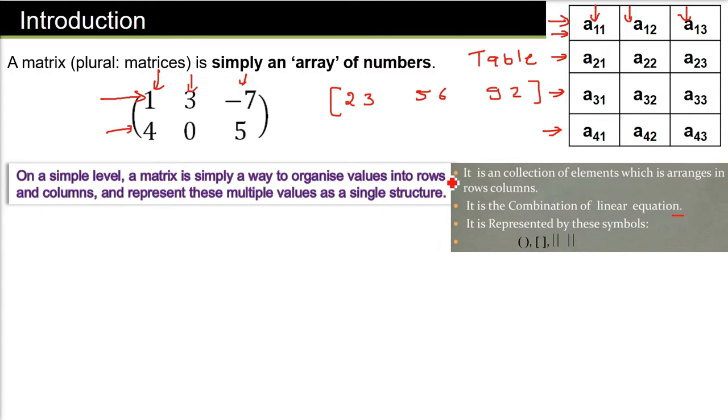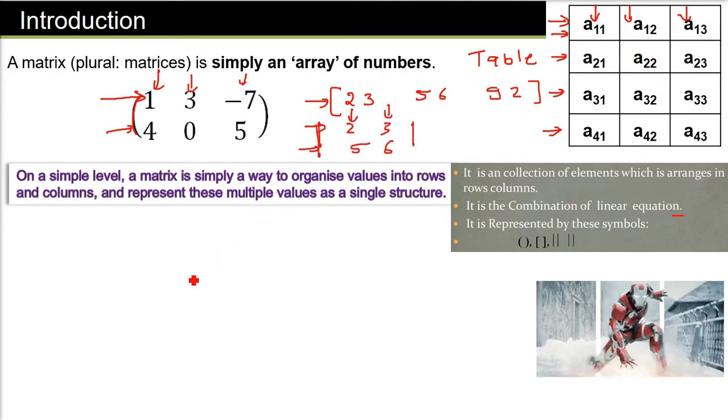So we'll see various equations will be solved by this matrix, and it is represented simply by numbers. The boundary can be a round bracket, it can be a square bracket, it can even be straight lines. So this is the line, 2 rows, 2 columns. The numbers are arranged like that.